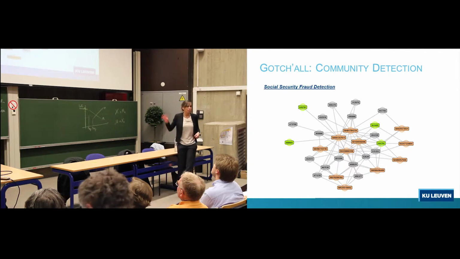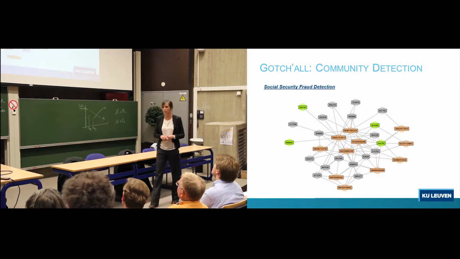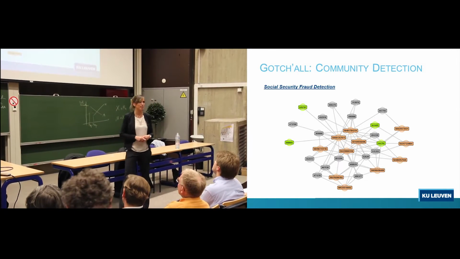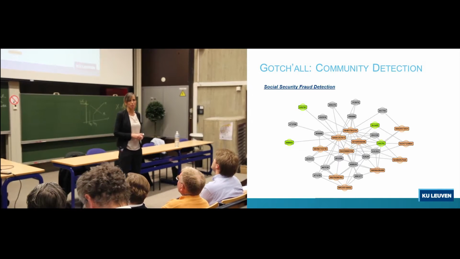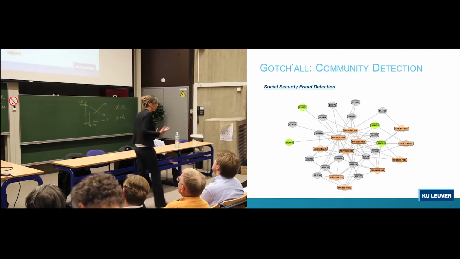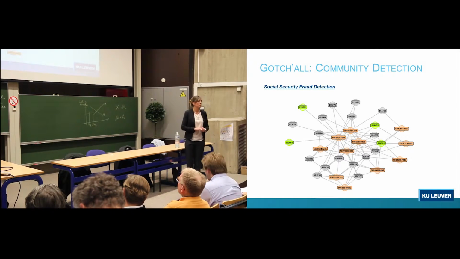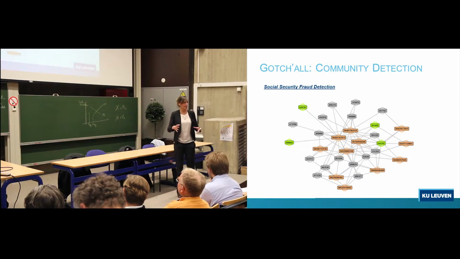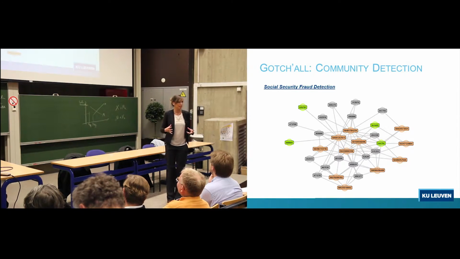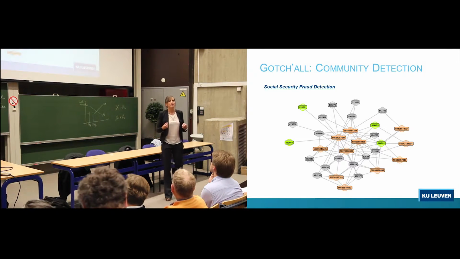Now we have other subgraphs where we do not have these red nodes. We do not have these fraudulent companies. We only have bankrupt companies. These are the gray nodes in the network. And this is exactly what we want to detect using our Gottschall approach: detecting groups in a network that act suspiciously. Because these are bankruptcies, but they're really closely clustered together.